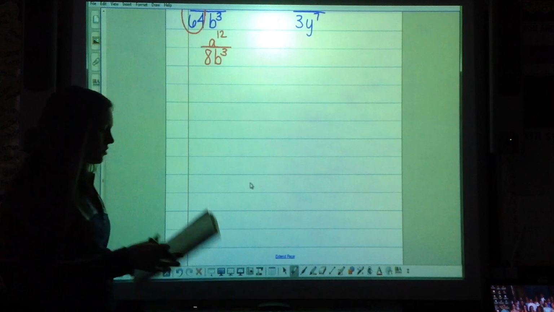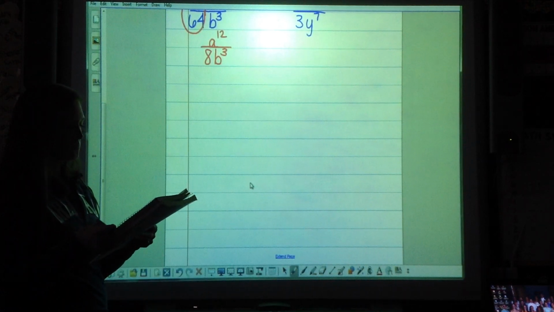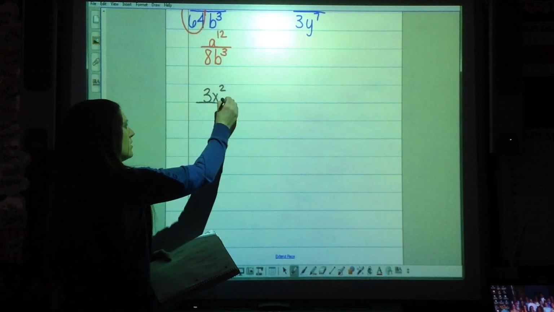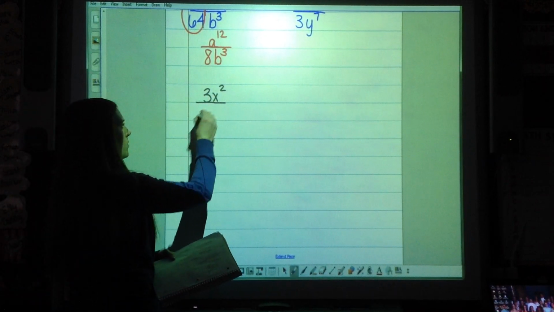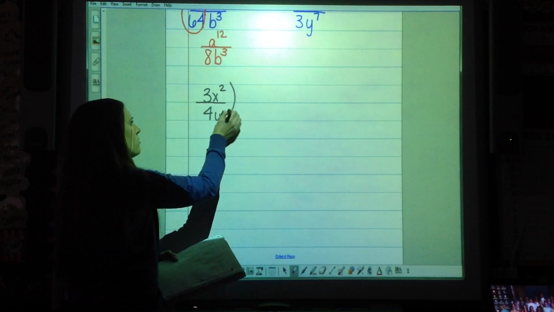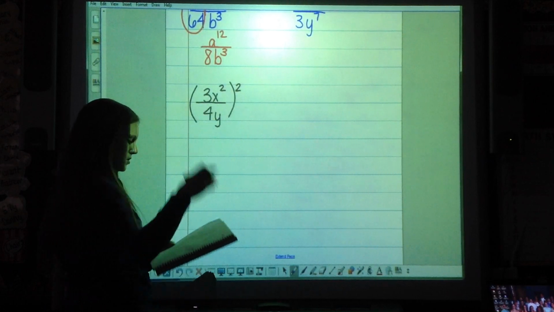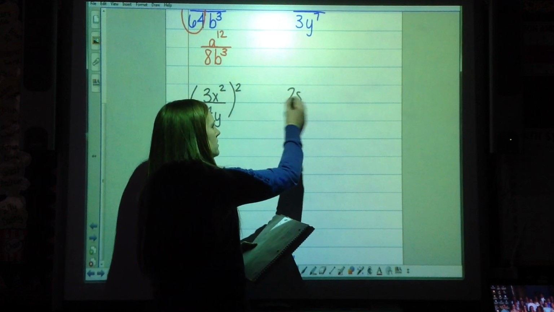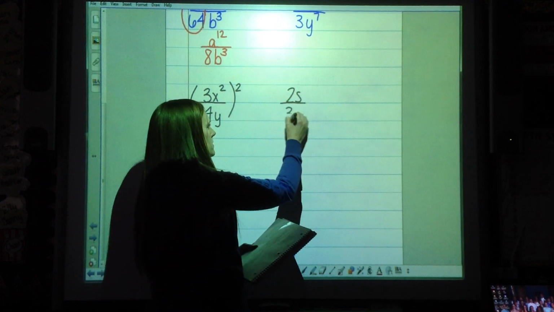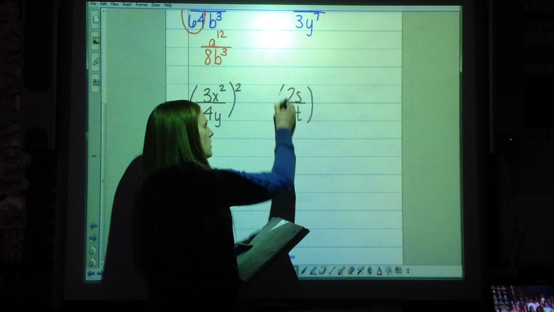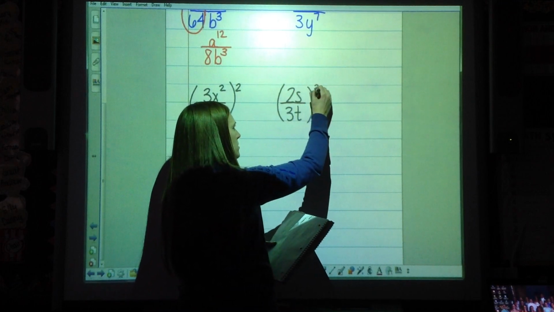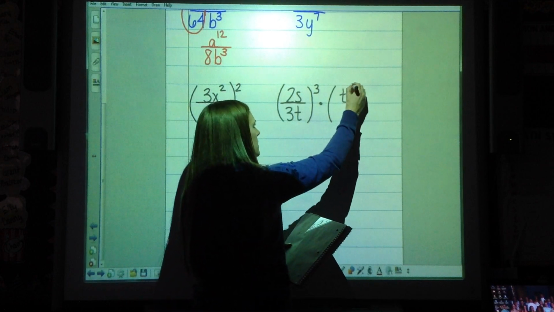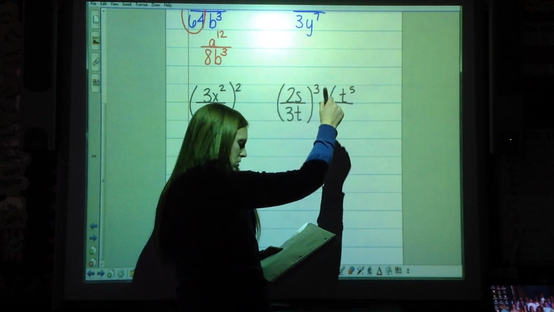Okay, I would like you to try these two problems. 3x squared over 4y, that quantity is squared. Then we have 2x over 3t, that quantity is cubed, times t to the 5th over 16.